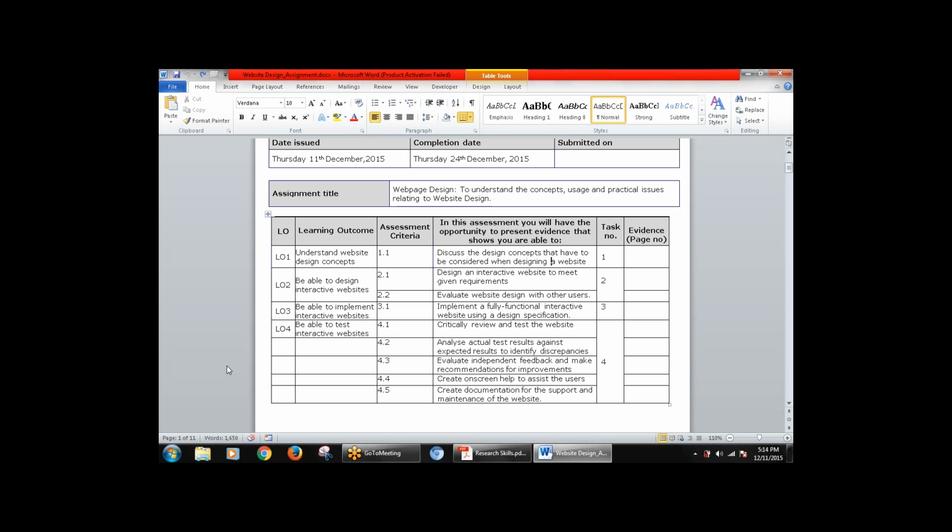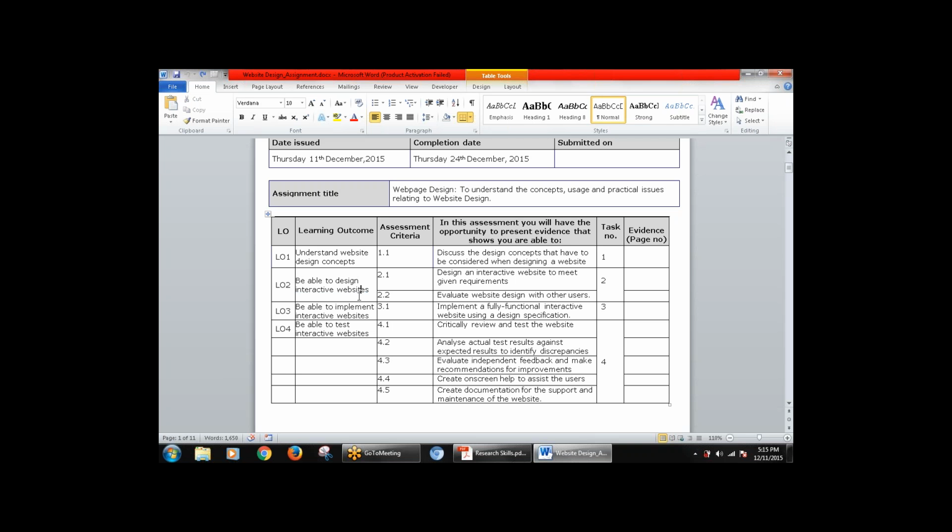Then the next learning outcome that is available is LO2, that is be able to design an interactive website. That is learning outcome 2. So you are able to design the interactive website. Then that contains two outcomes or two assessment criteria, that is 2.1 and 2.2.